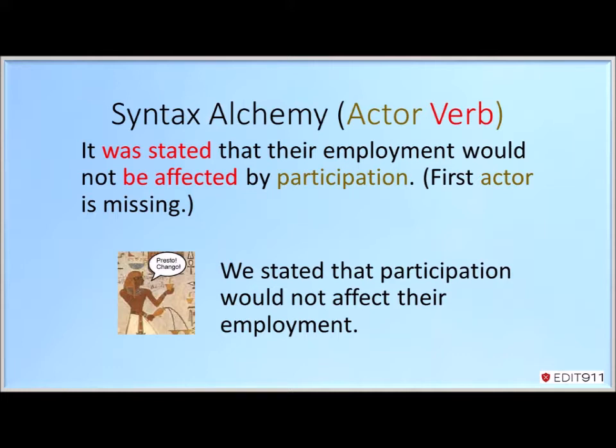Now notice the first actor is missing, and the second actor, participation, is misplaced. It's being treated by the syntax as though it were an object instead of the subject for affected. So stick in that missing actor and put the second actor in the subject's place, and you get, we stated that participation would not affect their employment.